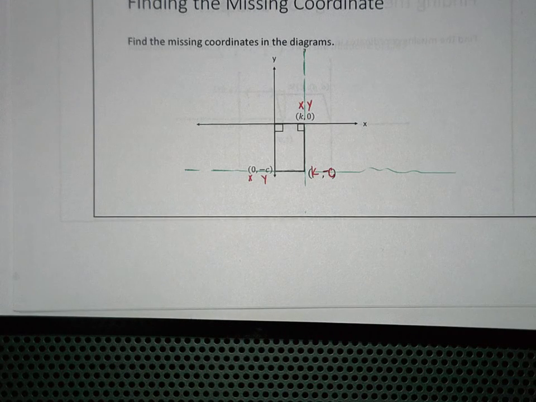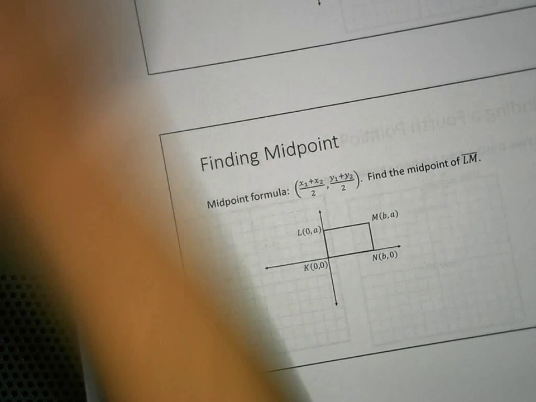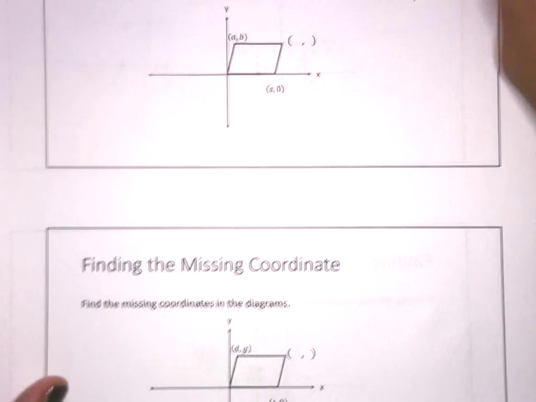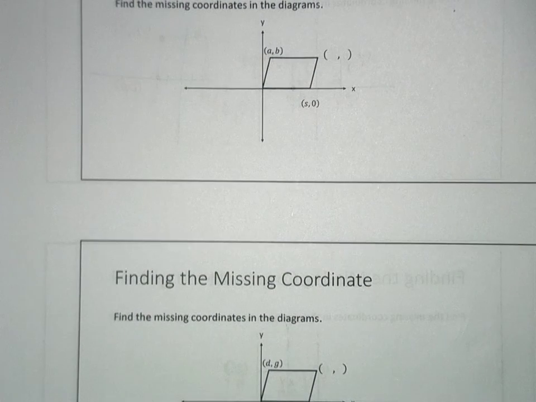Okay, so we're moving on to the next page now, and this is where it gets slightly more complicated. K, negative c. Good? All right.